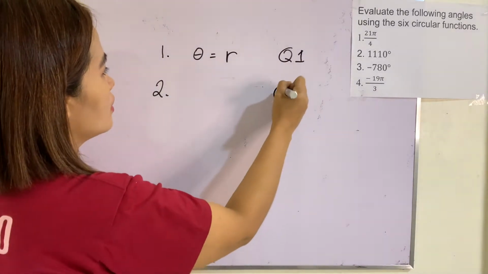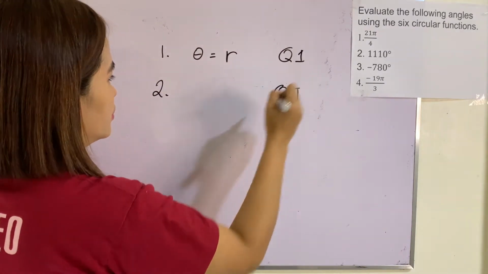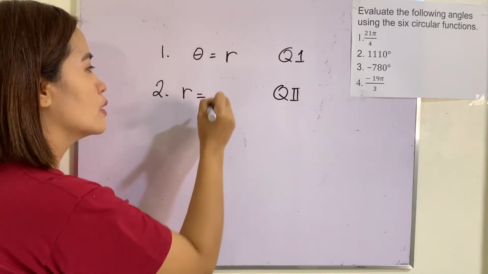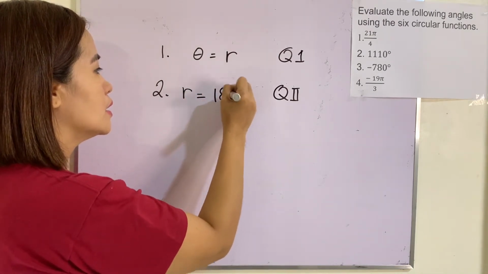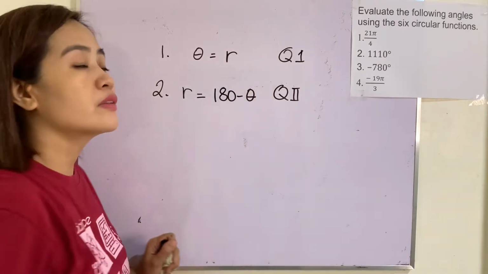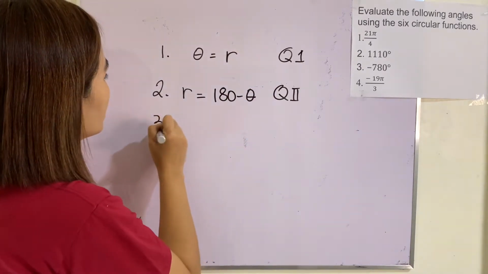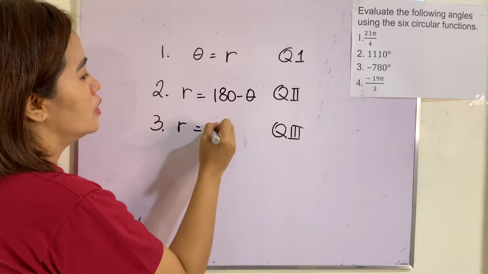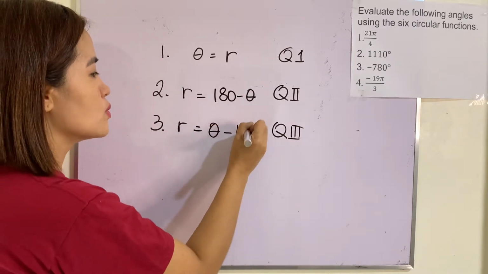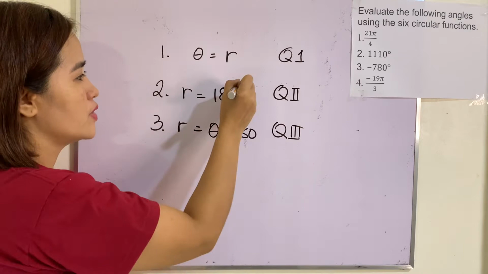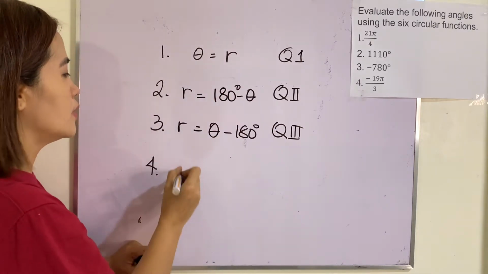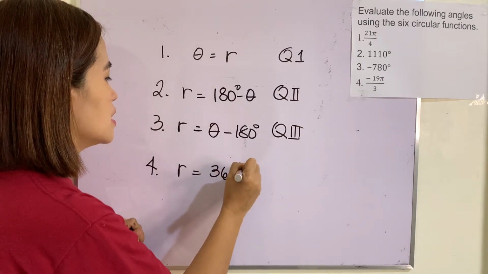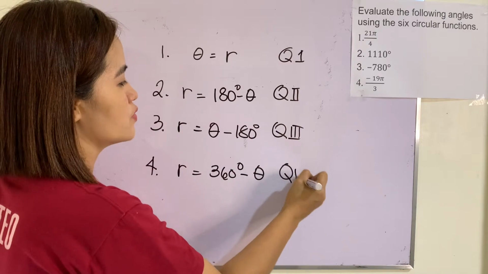For the second quadrant, the reference angle will be 180 minus, of course, the given theta. For the third quadrant, theta minus 180. This is the reference angle. And for the fourth quadrant, the reference angle will be 360 minus the given theta. This is for the fourth quadrant.